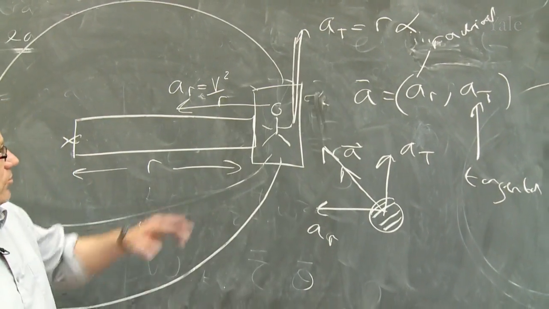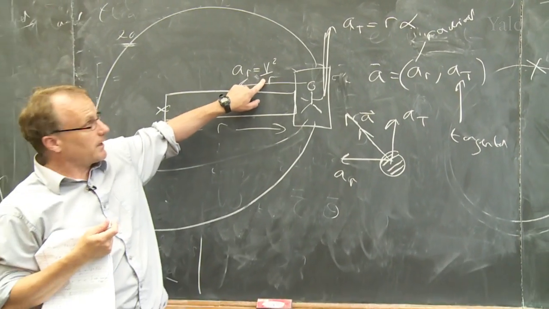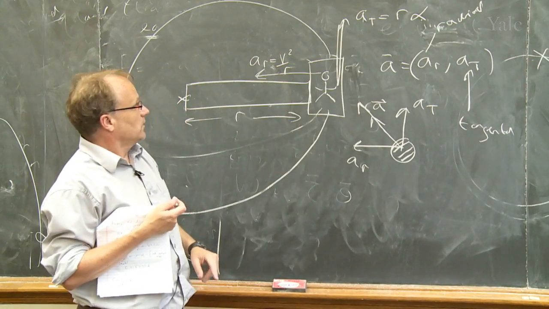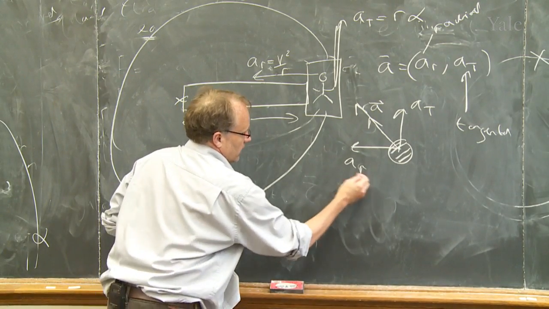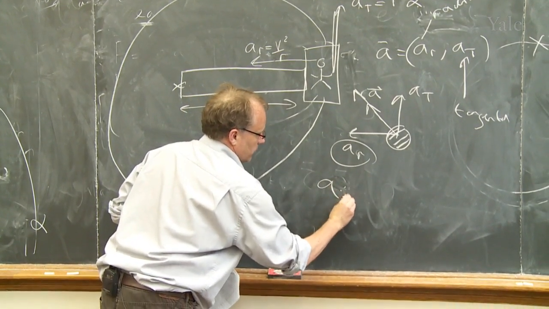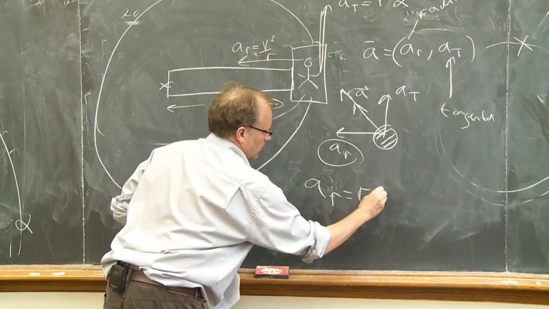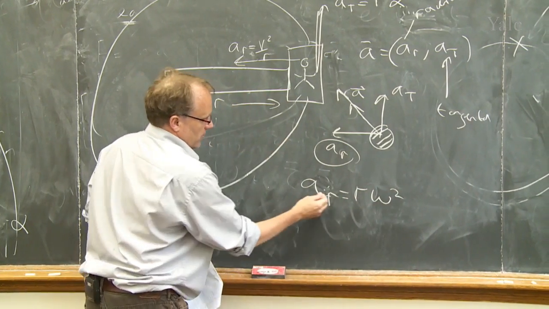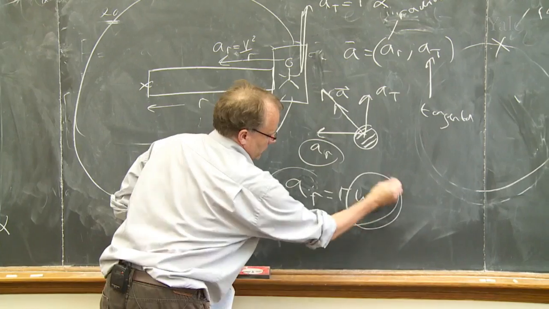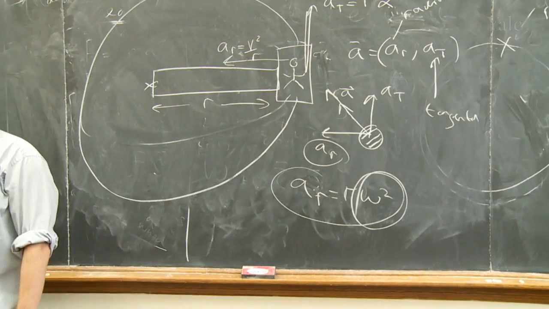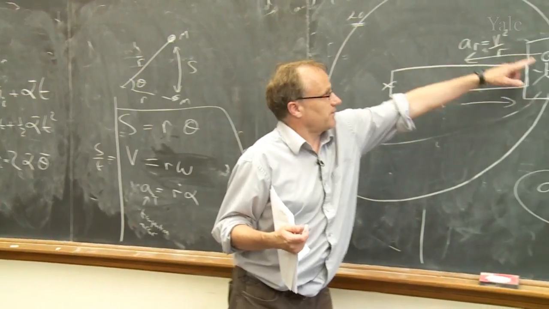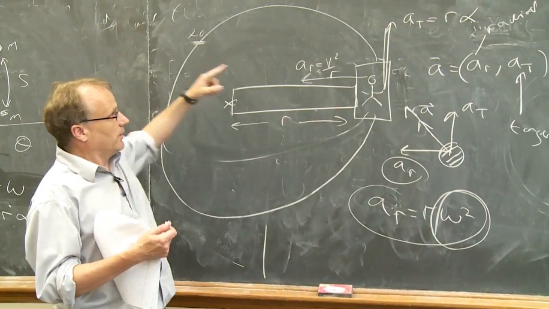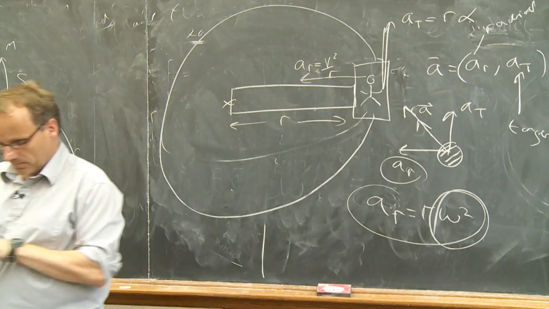So he experiences two. In general, the radial one is much bigger than the tangential one. You can kind of see that if we write a_r equals r omega squared: the radial acceleration depends on omega squared, and the square means it's really large. This is because he's going in a circle. This is because he's spinning up.